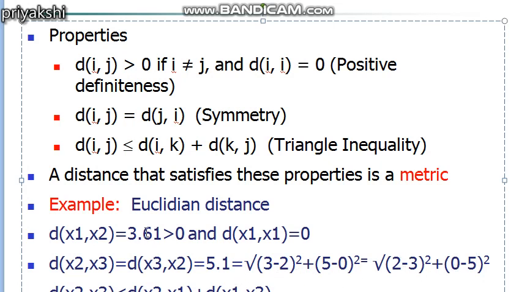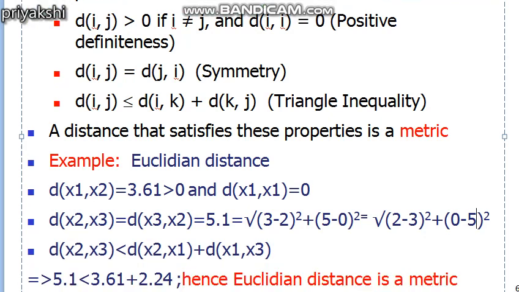So we can say that Euclidean distance satisfies property number 2, the symmetricity property, which tells you that the distance of x2 comma x3 will be equal to the distance of x3 comma x2.